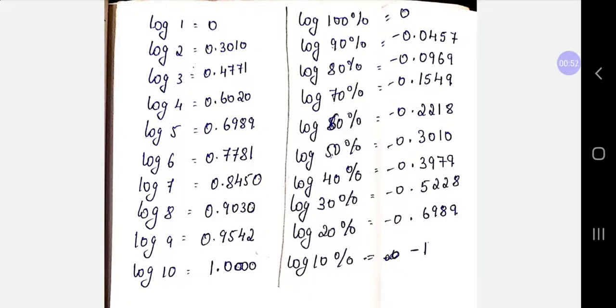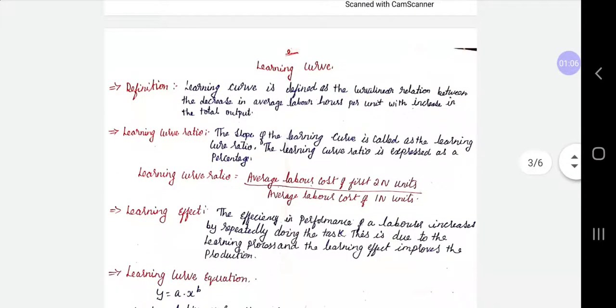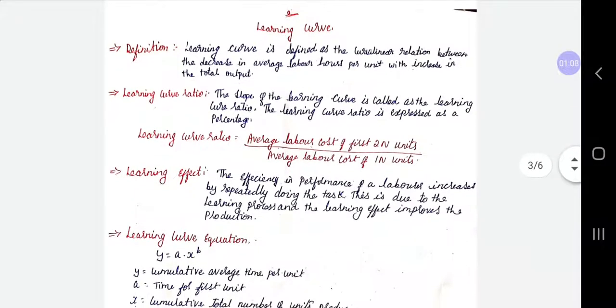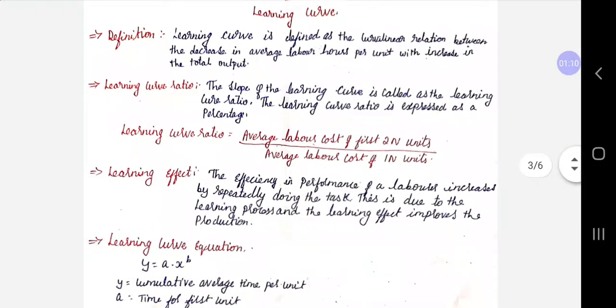Please learn by heart from 100 to 60. Major questions have been asked in 100 to 60. If you learn that by heart, that much is enough for you, so keep it in memory. Now moving on to the index number. Learning curve.